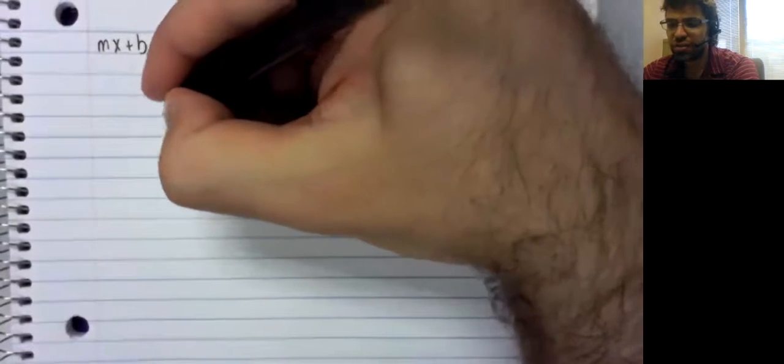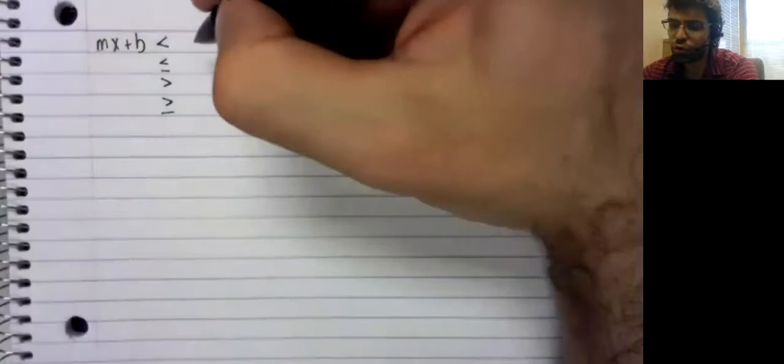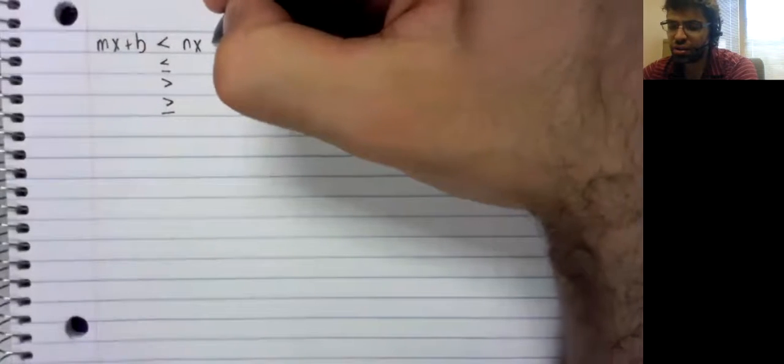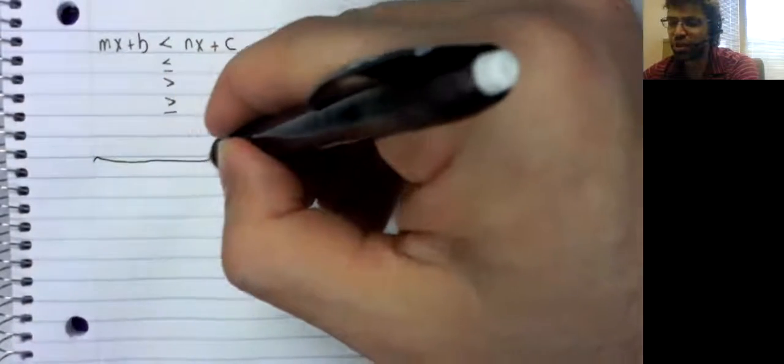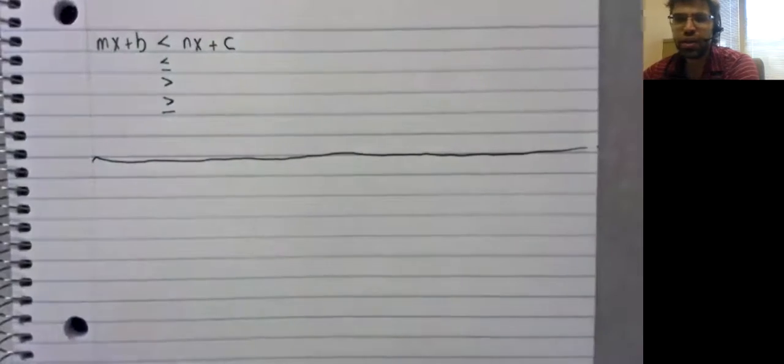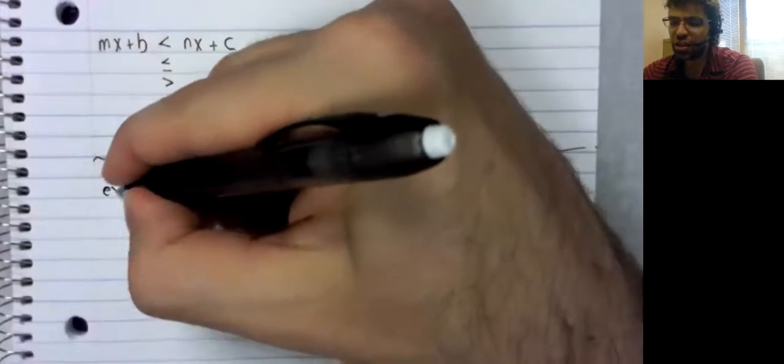harder. A linear inequality is when you have one linear expression less than or equal to or greater than some other linear expression. And these we can solve just using the rules for manipulating inequalities that we have already seen.